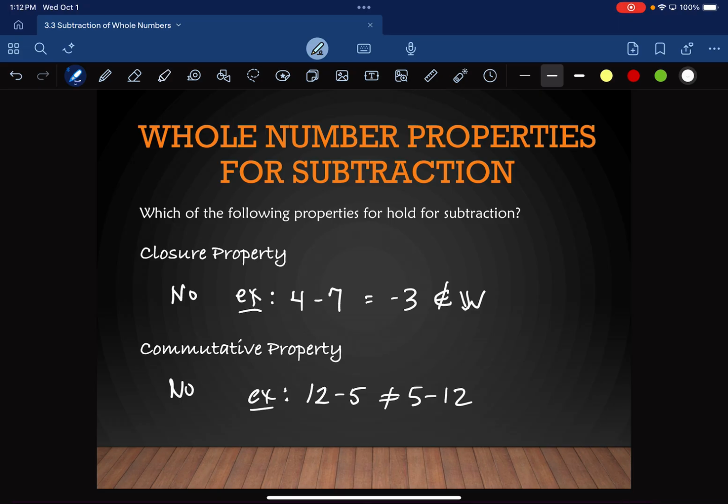Now it's interesting, right? Because it is the same value, it's just the wrong sign. Right? It's the same number. Both of these end up giving me the same 7, right, when I do subtraction of it. But one's positive and one's negative. So they're not the same. And because they're not the same, the commutative property fails. Okay, so no commutative property.